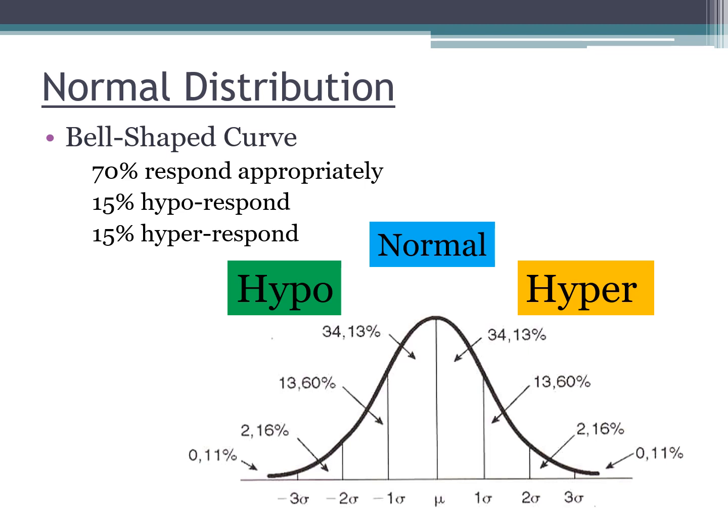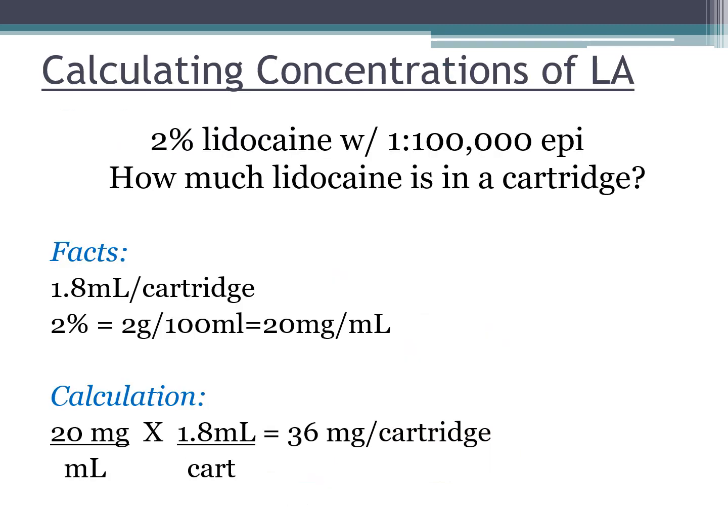This is the normal distribution. If you look at this curve, it is the bell-shaped curve. So normally 70% respond appropriately, 15% hypo respond, and 15% hyper respond. This is very important because you will need to learn how to calculate concentration of local anesthetic. You need this for your board exams, and you'll need it for your midterm and your final.